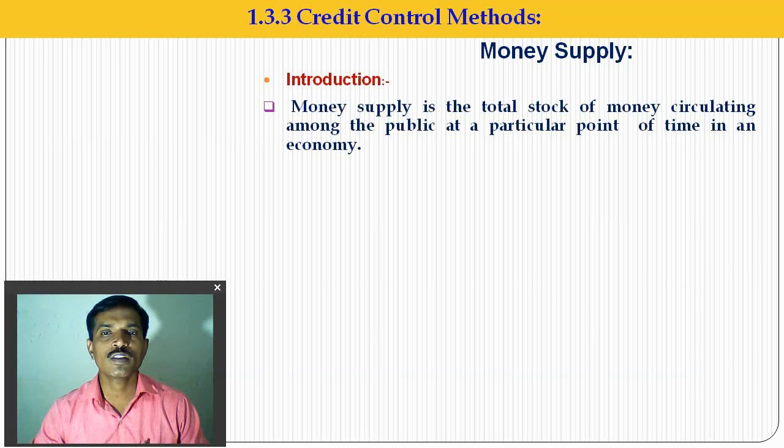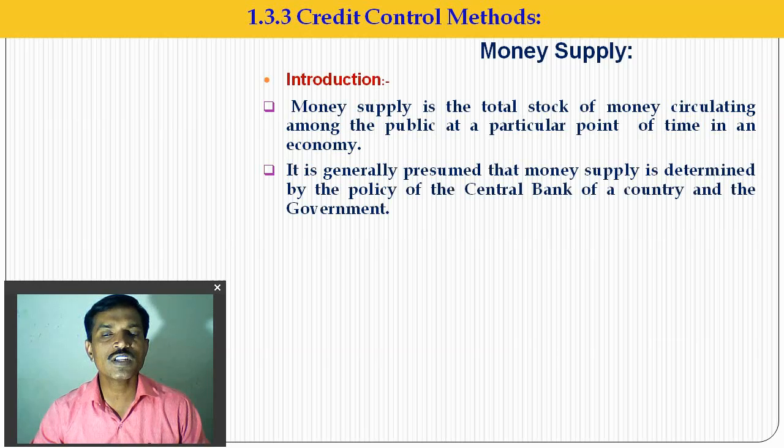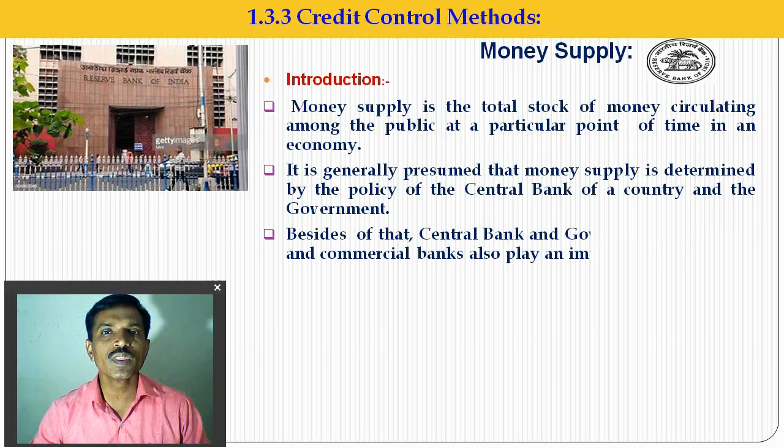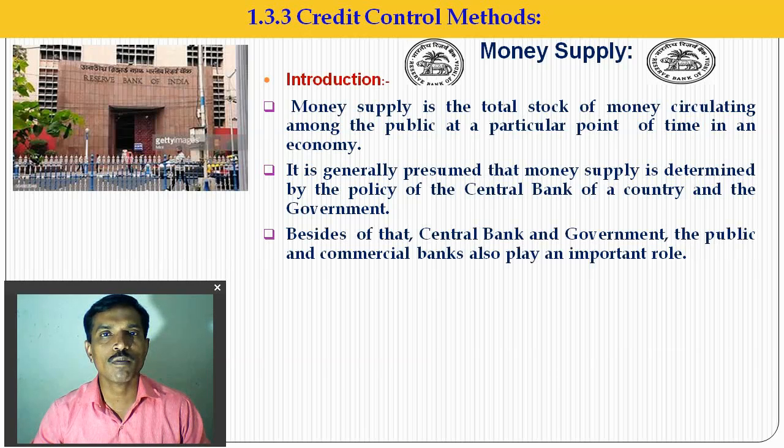What is the money supply? Money supply is the total stock of money in circulation among the public at a particular point of time in an economy. So at a particular time in an economy, how much total stock of money is in the hands of the people is called the money supply. It is generally presumed that the supply and policy of money supply are determined by the government and central bank of the country. Besides the central bank, the commercial banks also play an important role in the money supply of every country.